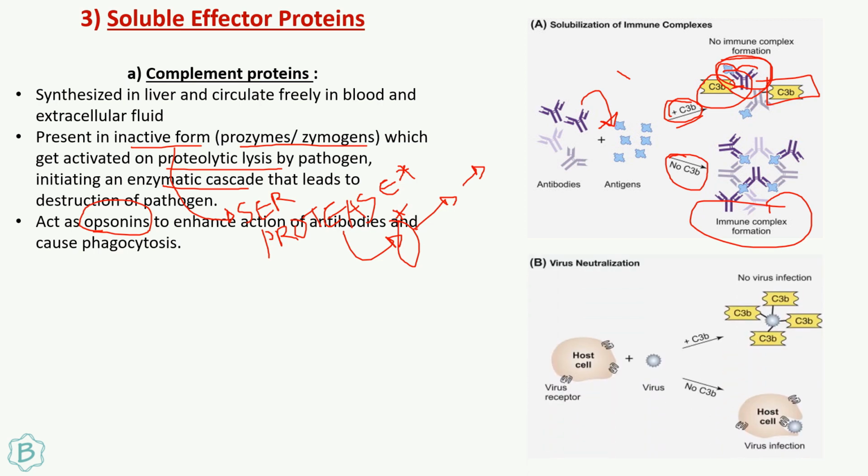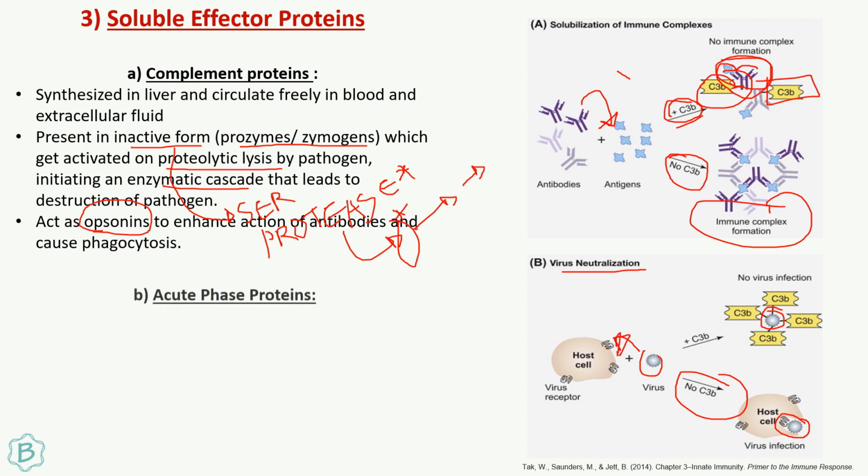Then we have virus neutralization, the second case. Here the virus is binding to specific viral receptors on your host cell. Now if your C3b is bound to this virus, then this virus will no longer be able to bind to your host cell. So in this case, the virus is getting neutralized at the very beginning. But if C3b is not binding to this virus, the virus is free. It can easily go and bind to the host cell and then it will lead to infection.